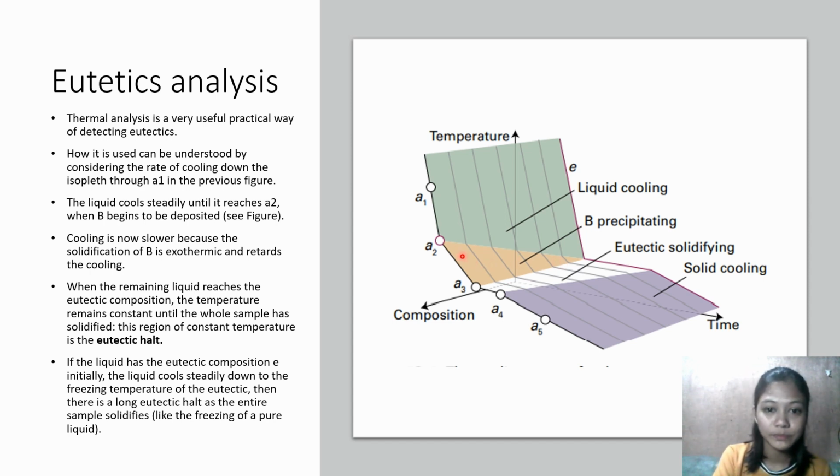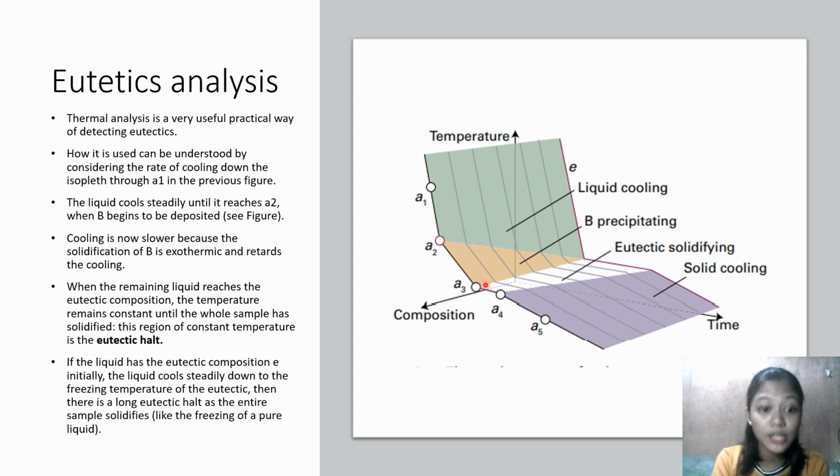So, next, when the remaining liquid reaches the eutectic composition, the temperature remains constant until the whole sample has solidified. So, paglabot sa A3, nag-constant na ang temperature. So, this region of constant temperature is the eutectic halt. So, here we can see in this white region, the eutectic solidifying.